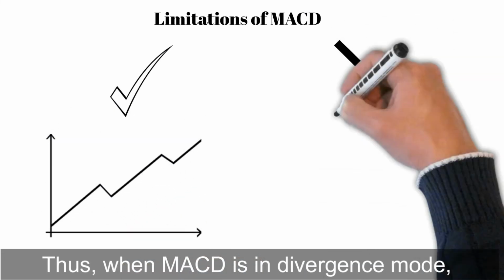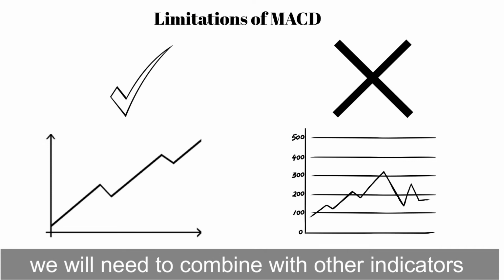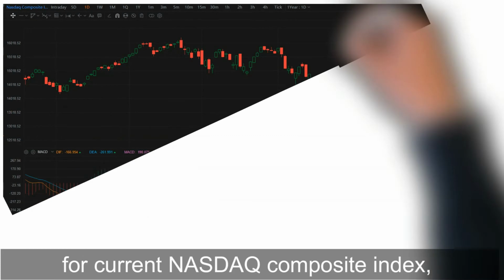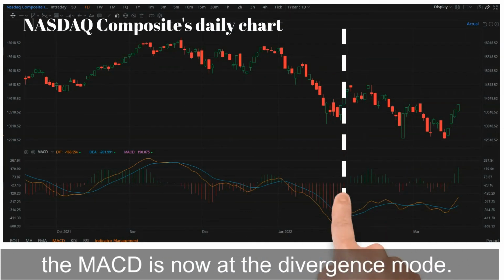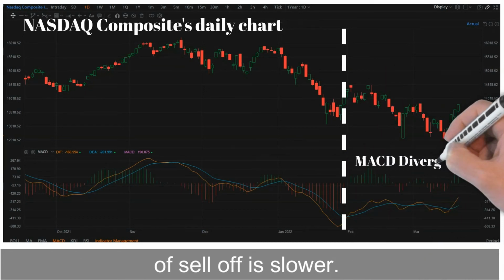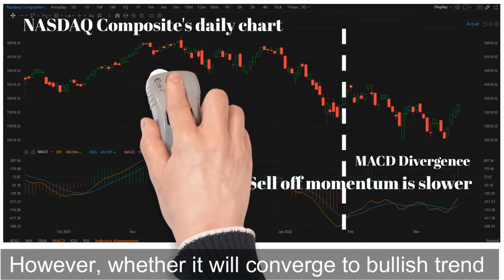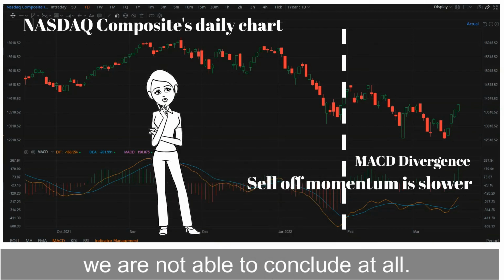Thus, when MACD is in divergent mode, we will need to combine it with other indicators to confirm a trend reversal. For example, for the current Nasdaq Composite Index, the MACD is now at the divergent mode. We can only say that the current momentum of sell-off is slower. However, whether it will converge to a bullish trend or bearish trend again, we are not able to conclude at all.